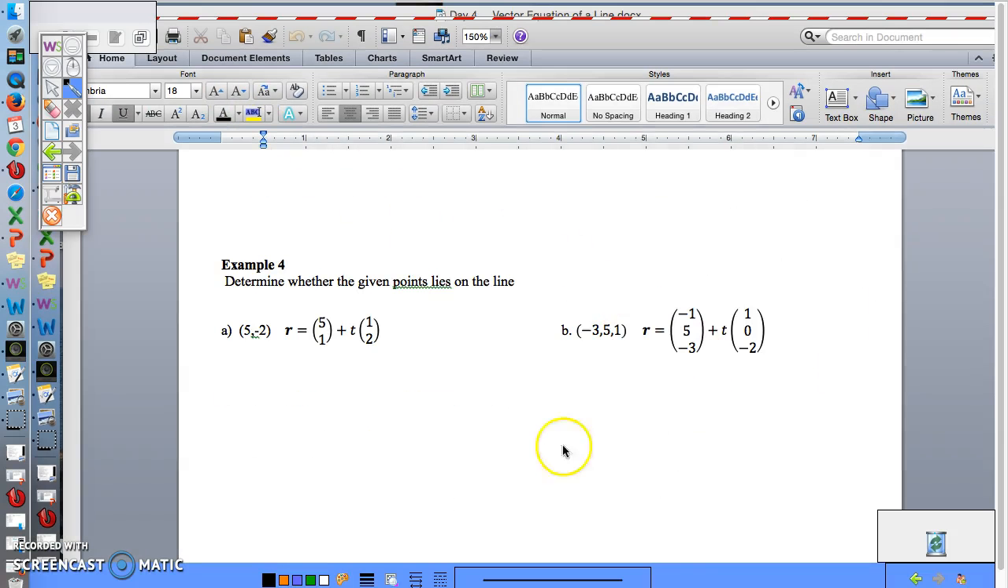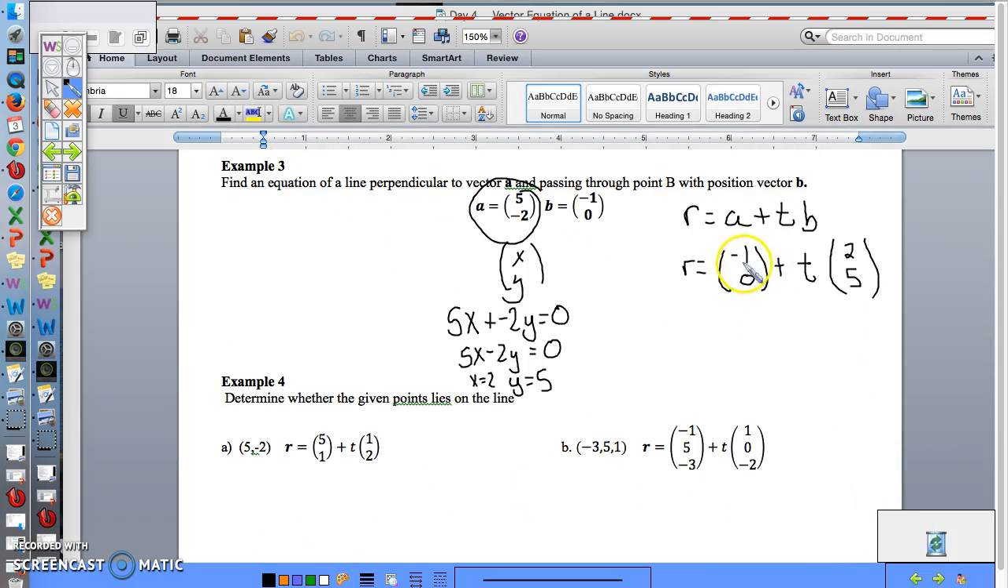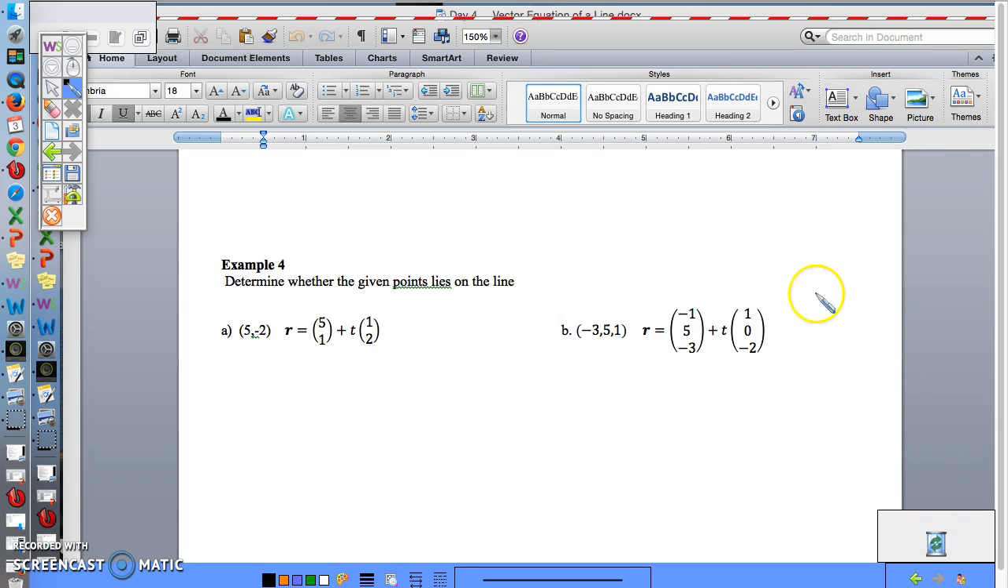All right, so I kind of skipped past the answer there, but there you have your equation right here. Now this last one, determine whether a given point lies on the line. All right, well here's our vector equation, and if we want to know if 5, -2 lies on the line, our x coordinate would be x equals 5 plus 1t, that's the top part. And our y value would be 1 plus 2t, because y is on the bottom.